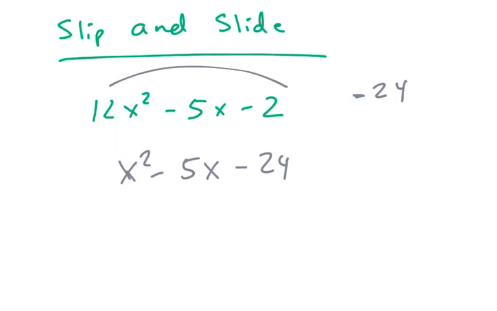And now we just simply factor this out. And this is easier because the leading coefficient is 1. So this is simply, we say what times what is 24, and adds or subtracts to 5. So 8 and 3, we know this because we've worked this problem out many times.